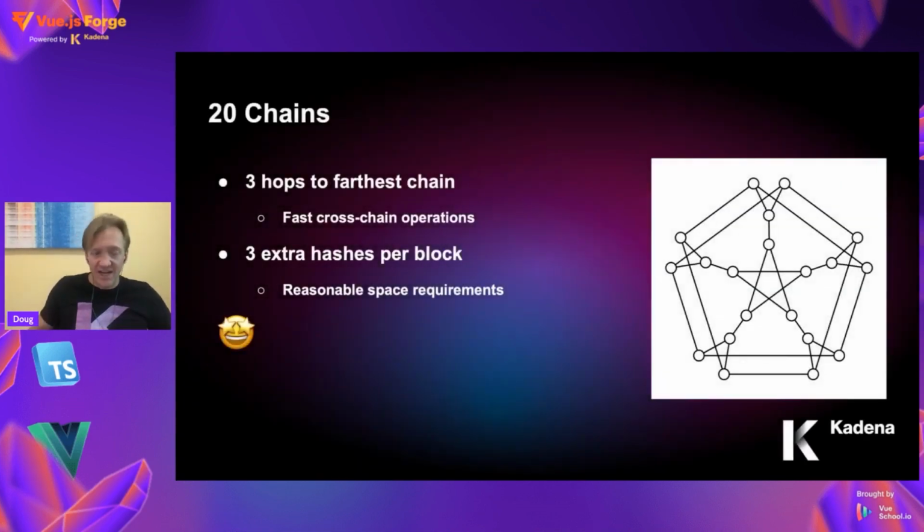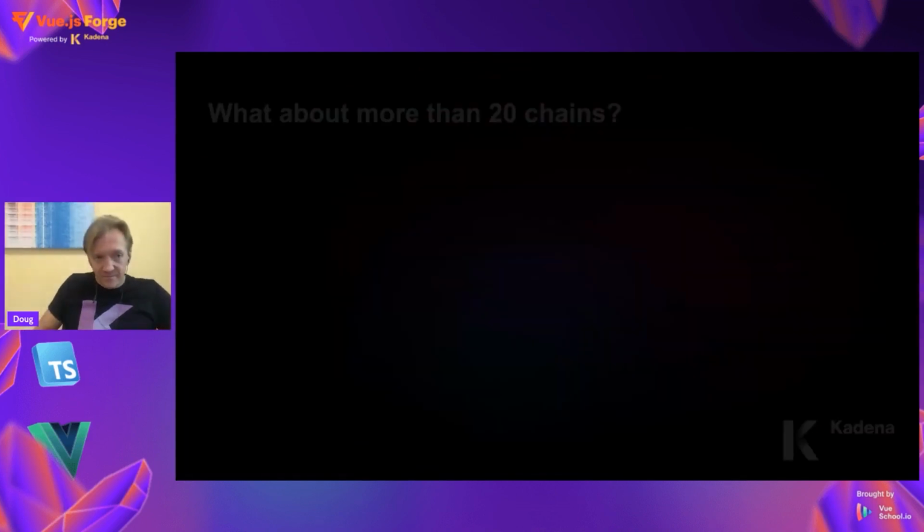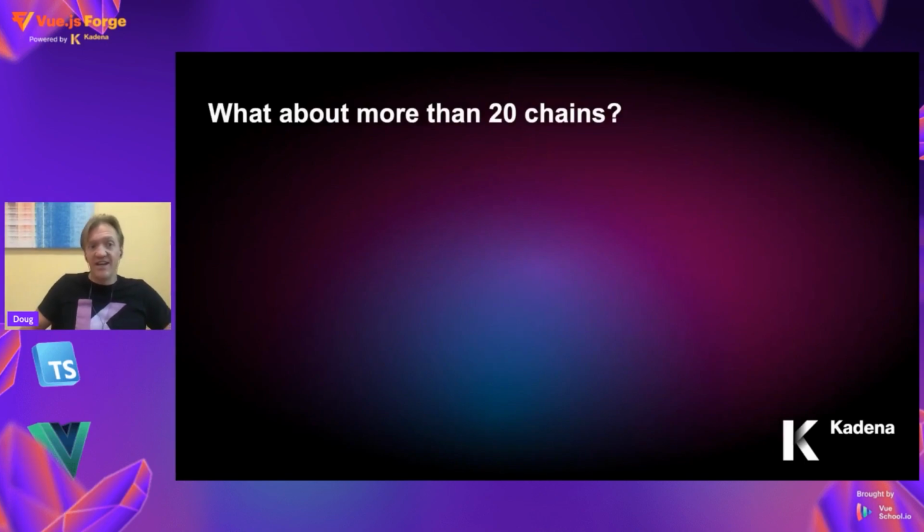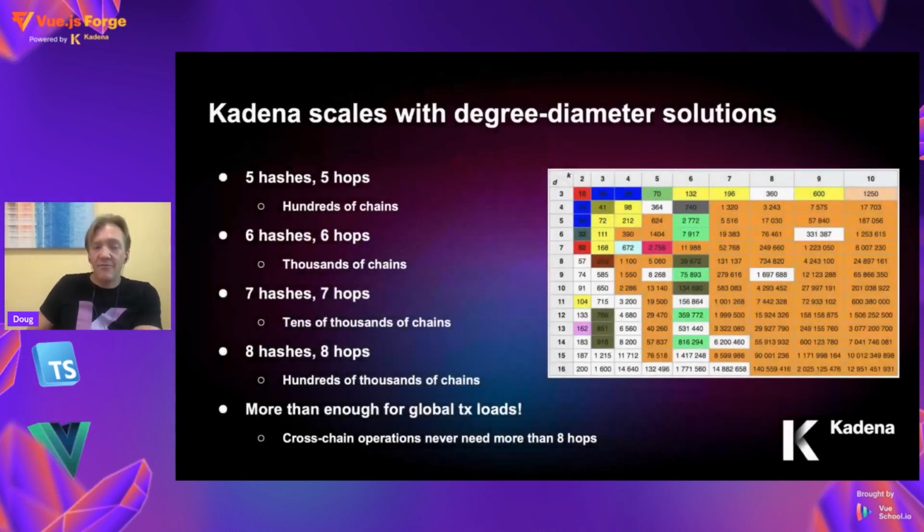We know how to do this for many, many chains. For 20 chains, here's what it looks like. It's 3 hops to the farthest chain and 3 extra hashes per block. This is great, and this is what Kadena is using today. What about more than 20 chains? The math people have been there ahead of us, and they have solved this problem.